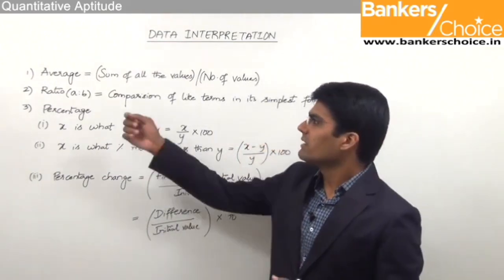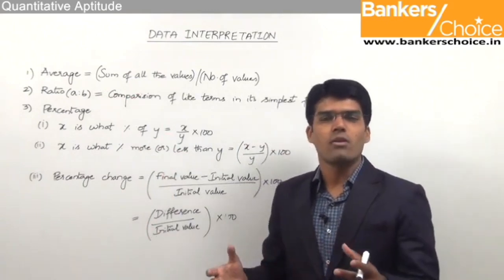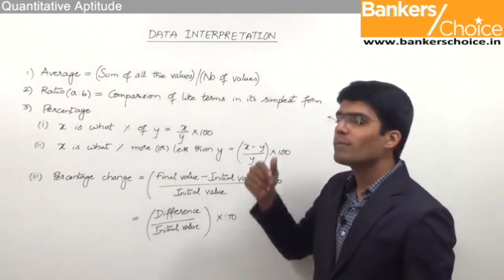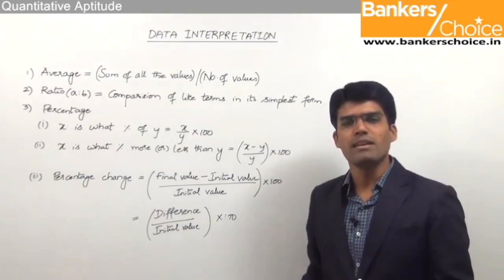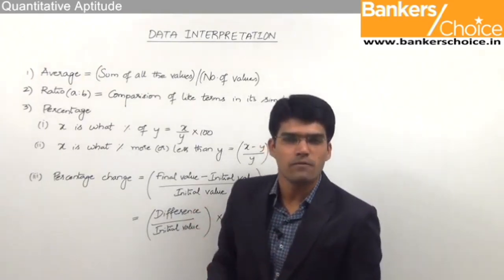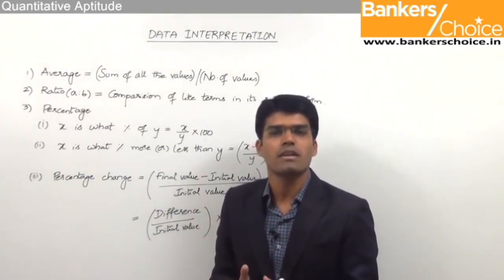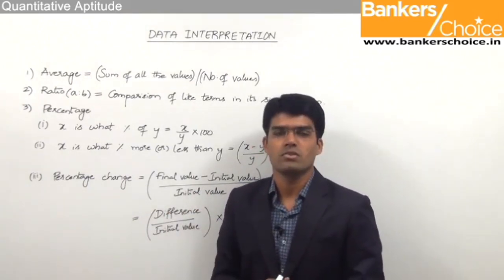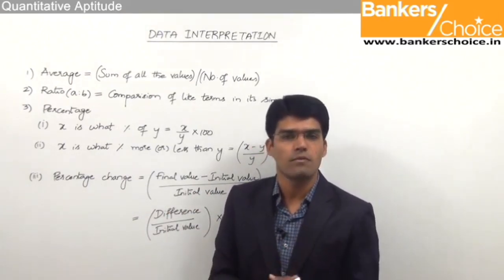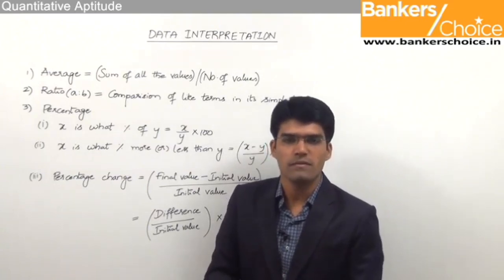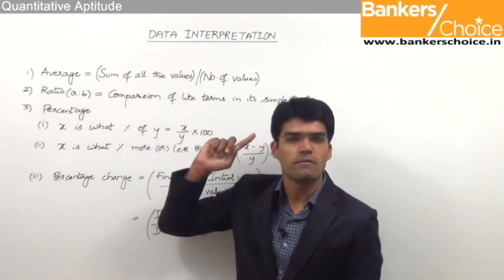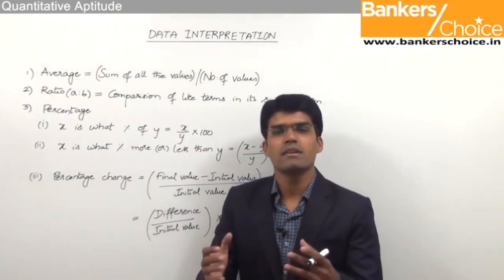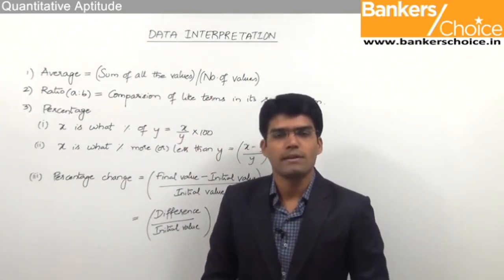From averages, the commonly asked question is to find out the average of the given values. We know that average is nothing but the sum of all the values divided by the number of values. For example, let's say the data presented in the form of a chart or graph is talking about the profit of a company from 2001 to 2010. So the question may be, what is the average profit of the company? So the average profit of the company is nothing but the sum of all the profits from 2001 to 2010 divided by the number of profits. That is nothing but the sum of all the values divided by the number of values.